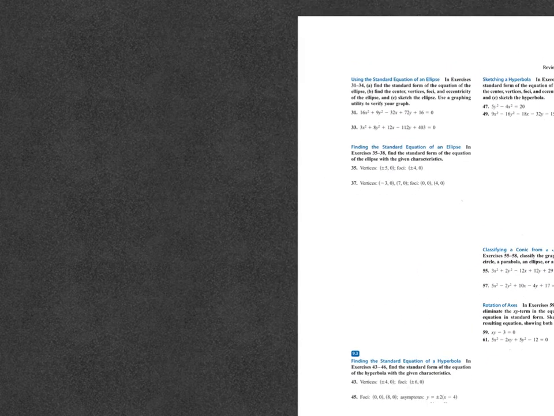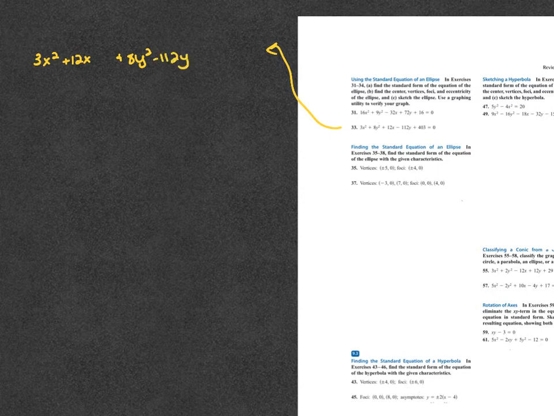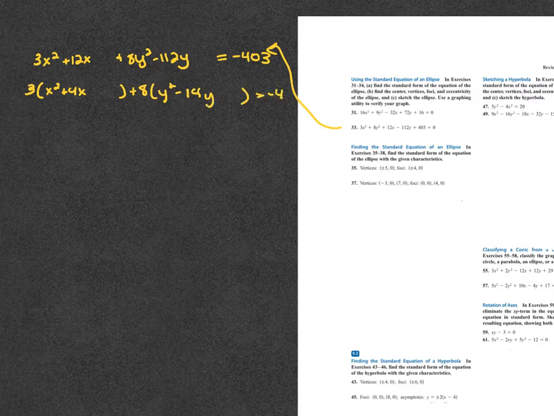Okay, so I'll work it out, but realize that I'll tell you the point that it would actually be given to, because it will already be in standard form. So 3x squared, I'm going to group these together, 12x, and then 8y squared, and 112y, and then bump the 403 to the other side, so it's negative 403. So then I take out the 3x squared plus 4x, and I take out the 8y squared minus 14y, equals negative 403. And then I complete the square.